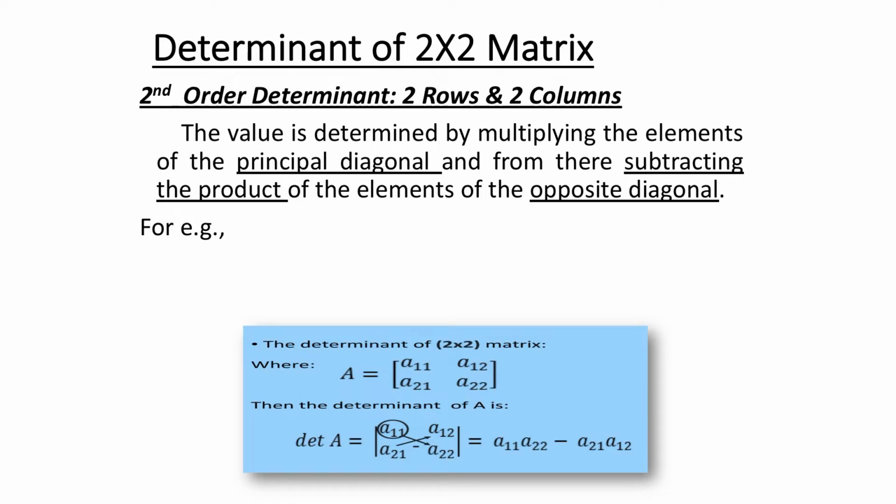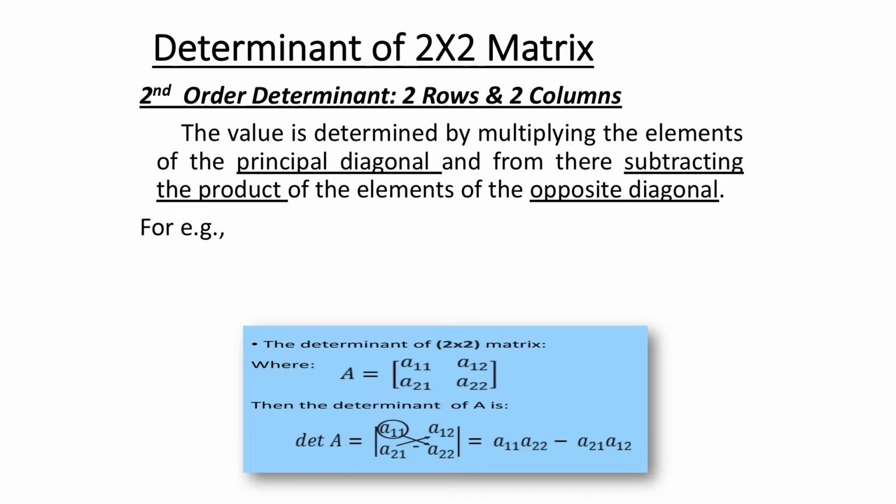It is to find the determinant of a matrix of order 2. Order 2 means there are two rows and two columns, right? So how many elements are there? There are 4 elements. Now the value is determined by multiplying the elements of the principal diagonal and from there subtracting the product of the elements of the opposite diagonal.